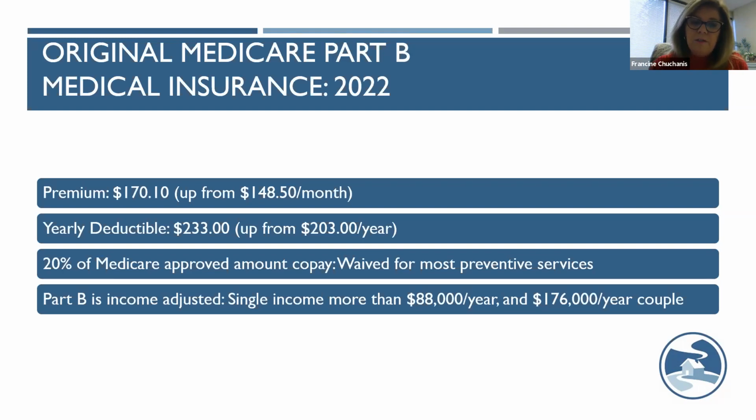In addition to these hikes, Part B is income adjusted. So if an individual is single and makes more than $88,000 a year, or married and makes more than $176,000 per couple, their Part B premium will be adjusted based on their income. So it will be higher than that $170.10. So that was not good news.